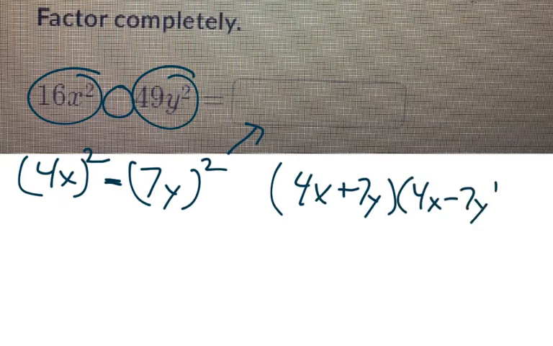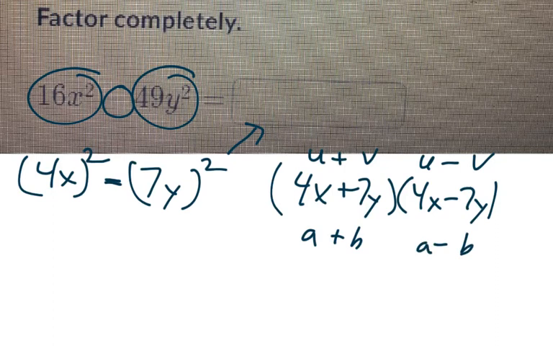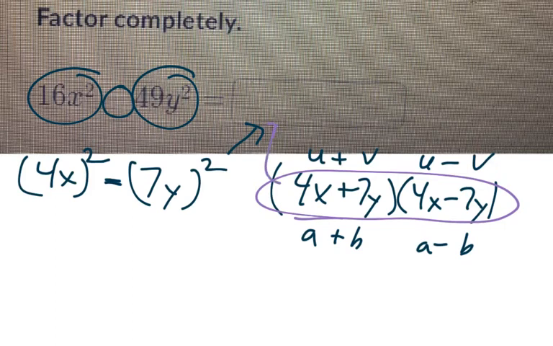4x minus 7y. Now, if you watch a previous video, Mr. Khan likes to do u and v's. So basically we did u plus v and then u minus v. Most of us at Novi, we do a plus b and a minus b. They're just using different letters, guys. But that right there, again, is what you type in there to get full credit for this problem. Let's try another one.